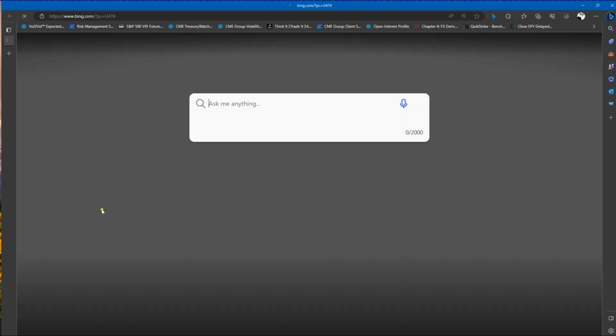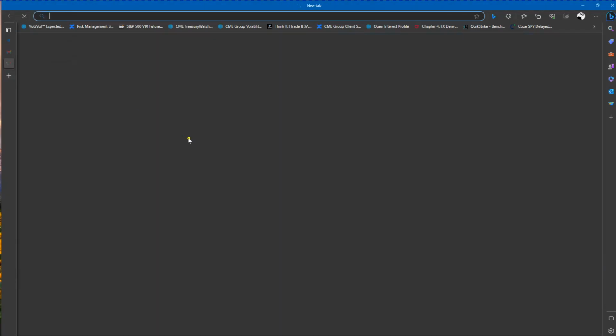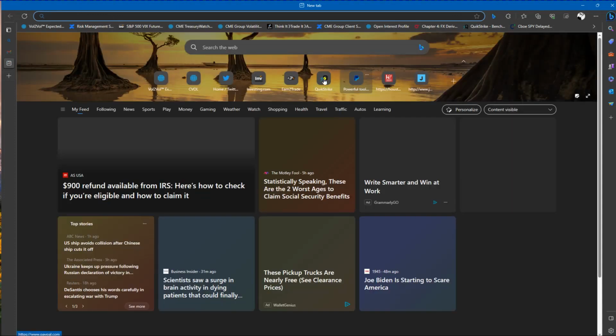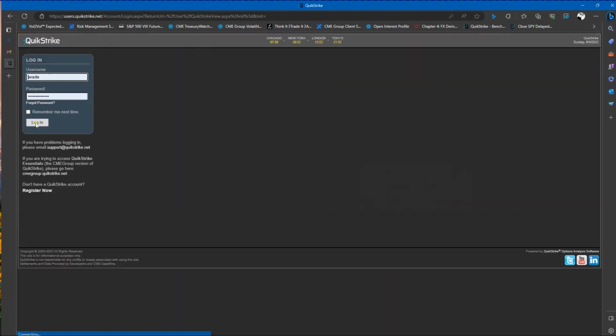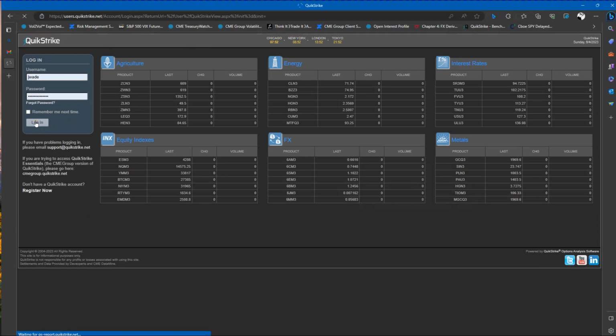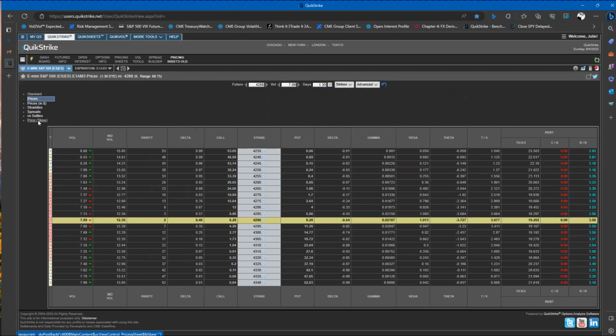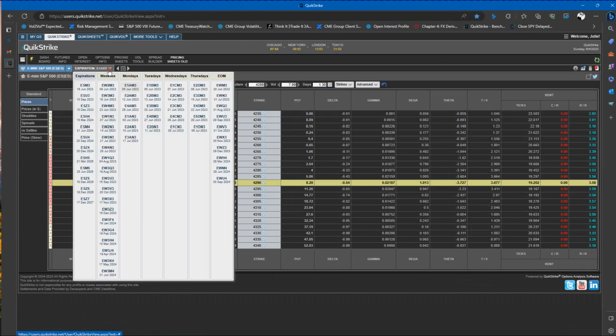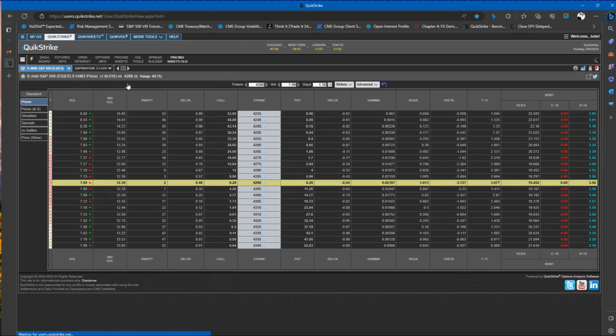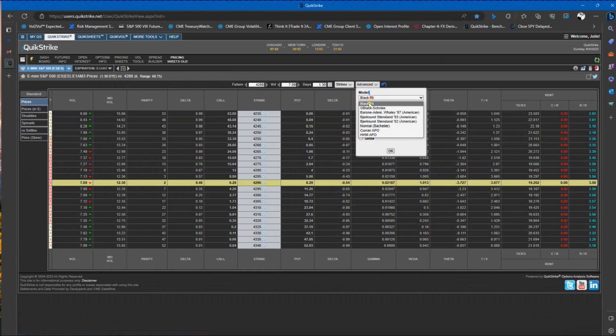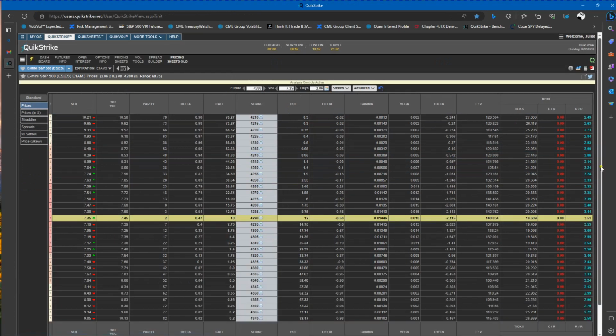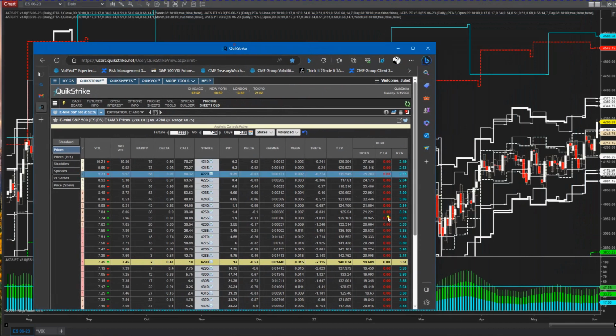So I like to go over to Quick Strike and look at my volume for those levels. And so I'll look at Monday's contract and go to my Black-Scholes on the settlement. And 42.90 is going to be our mean. And so I'll want to put a line on my chart for 42.90.